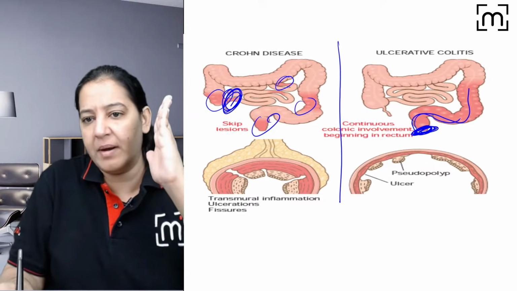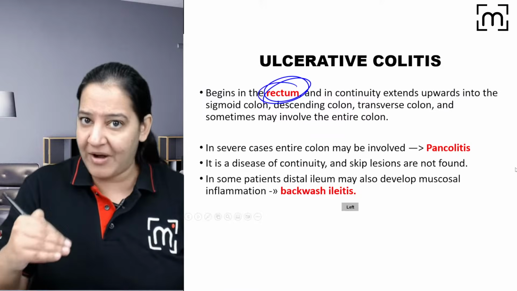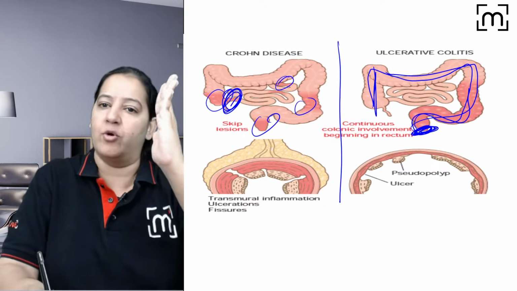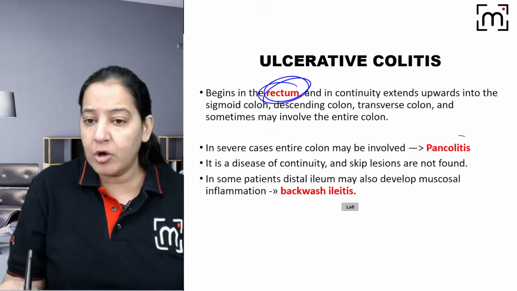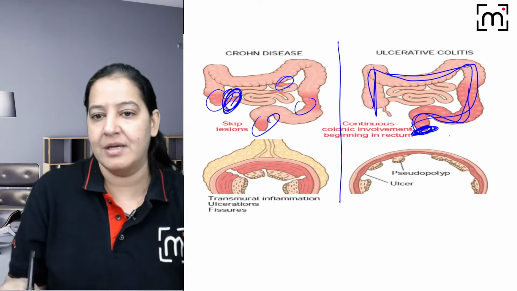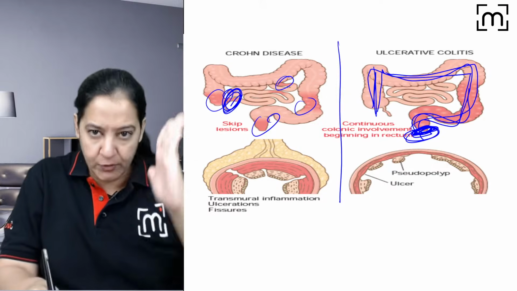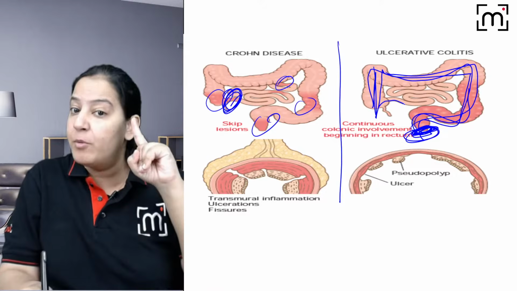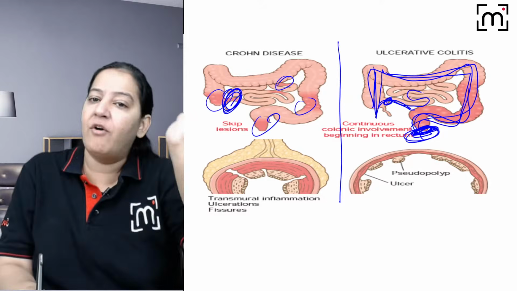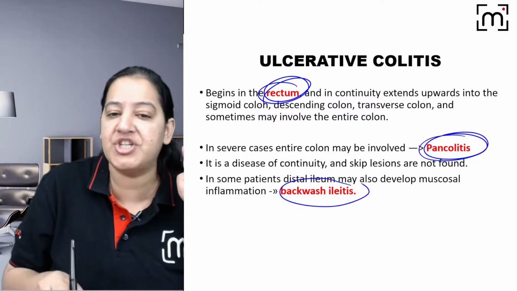Sometimes due to continuous involvement, it will move backward and involve the complete colon. Starting from rectum, it will move first to descending colon, then transverse colon, and then ascending colon. So all the colon is involved. If all the colon is involved, it is known as pancolitis. After that, sometimes it can move to ileum also, in continuation from the terminal ileum. Once it involves ileum, it is known as backwash ileitis.